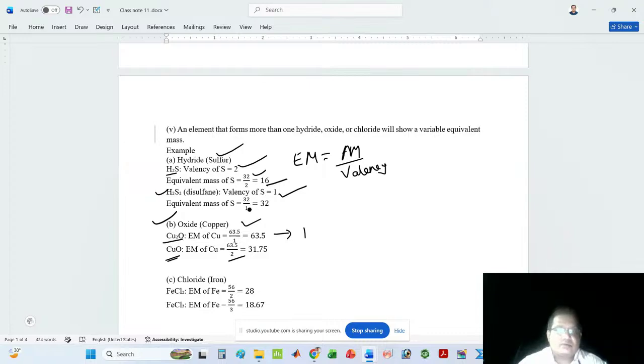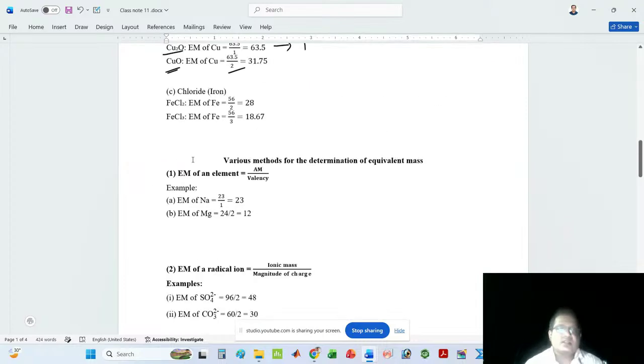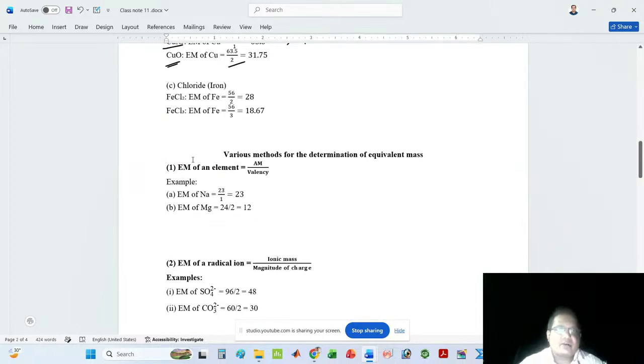32 by 1, that is your 32. Like that, you can think about the chloride. In case of chloride, what will happen? Here I can think about one is the ferrous chloride, another is the ferric chloride. In ferrous chloride, the valency of iron is your 2, but in ferric chloride, the valency is your 3.